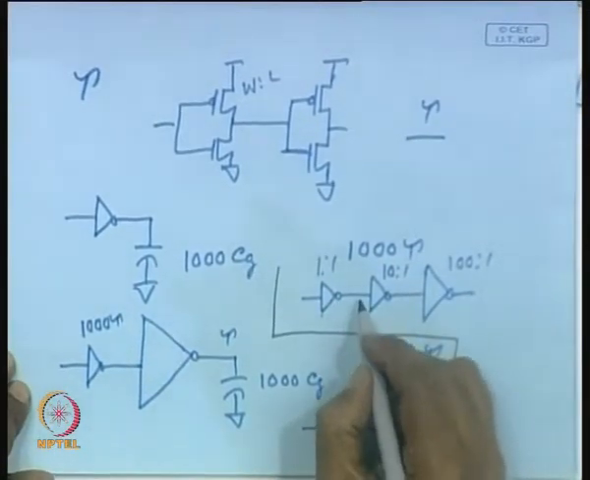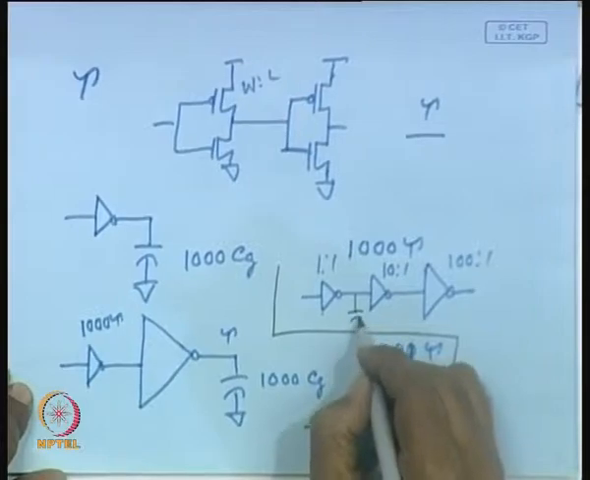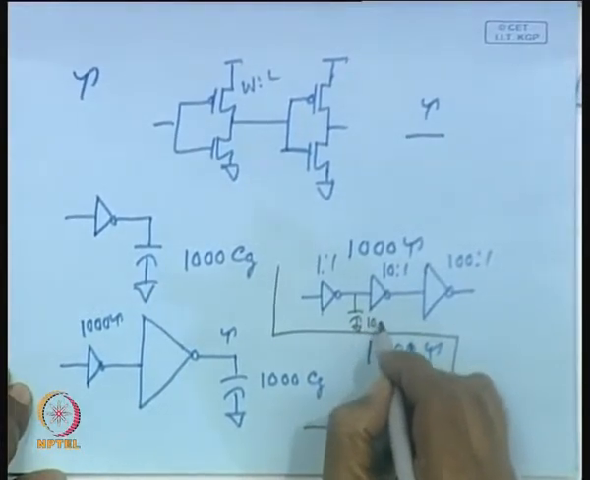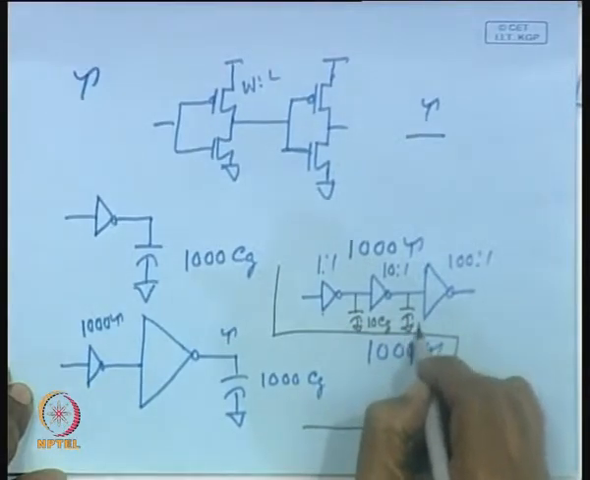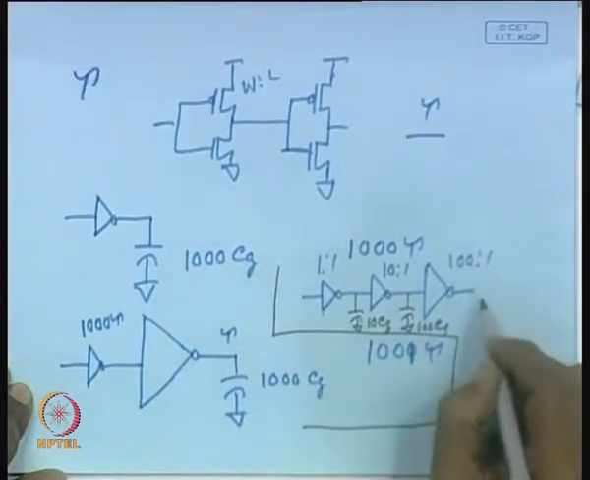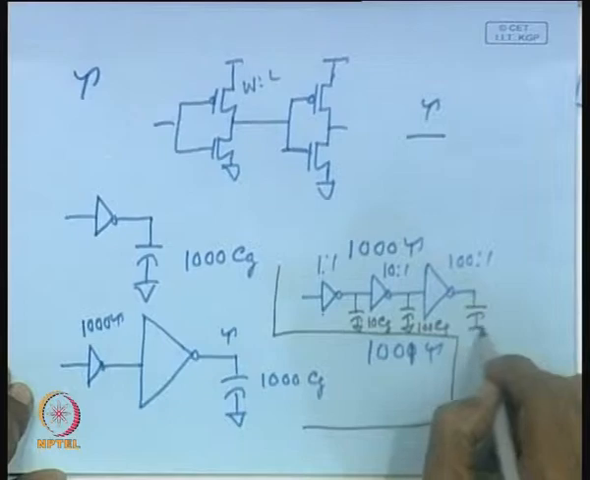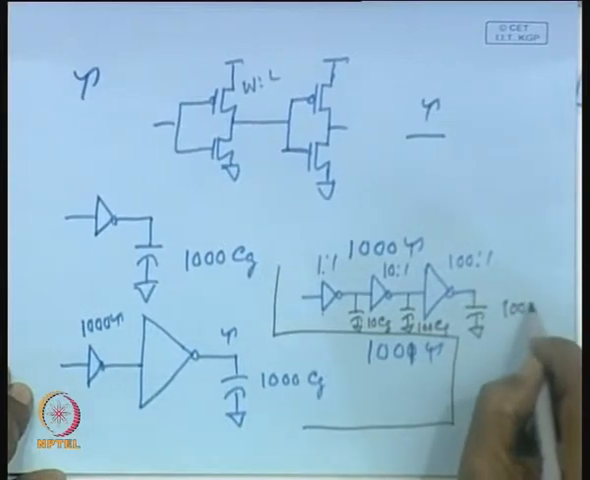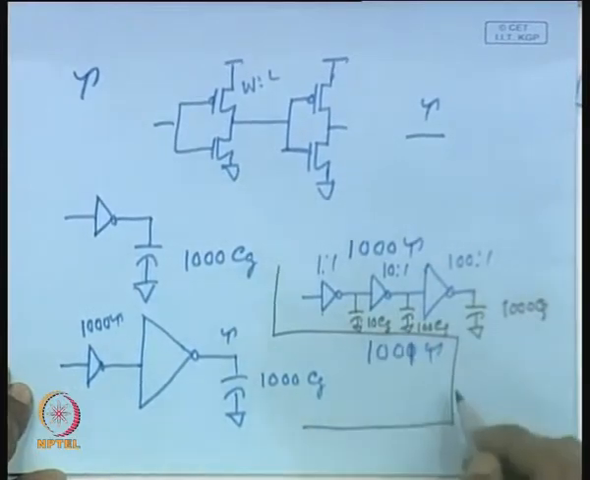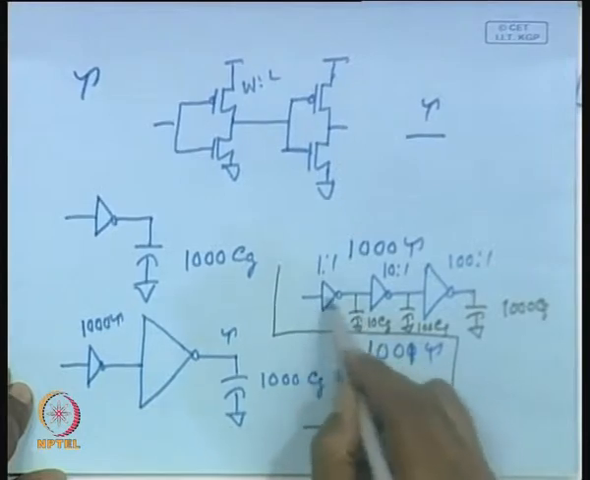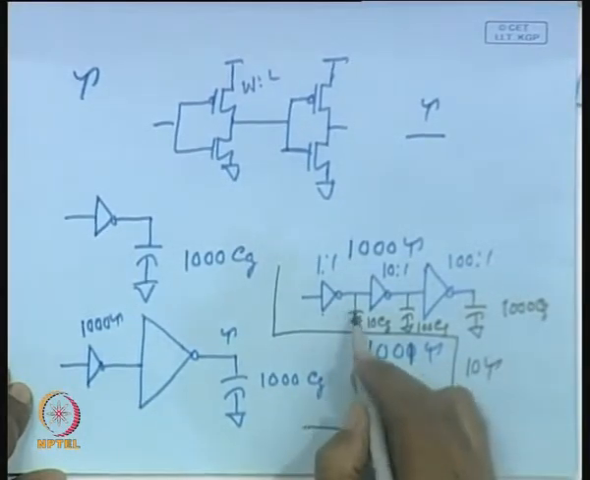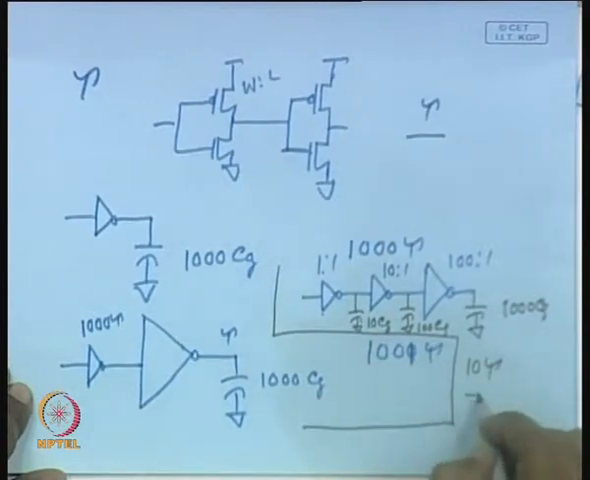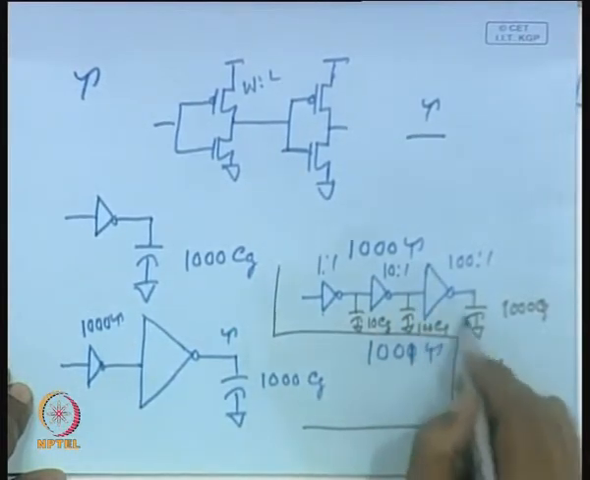Here, how much capacitance is faced? 10 Cg. Here, how much capacitance will it face? 100 Cg, and here, as we have seen, we have put a capacitance of 1000 Cg as the original. So, what will be the delay of this? 10 tau. What will be the delay of this?